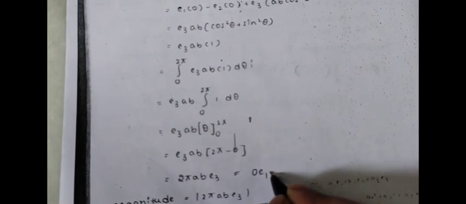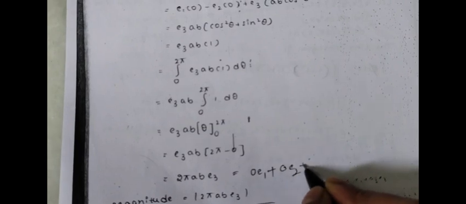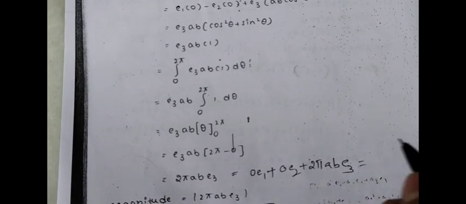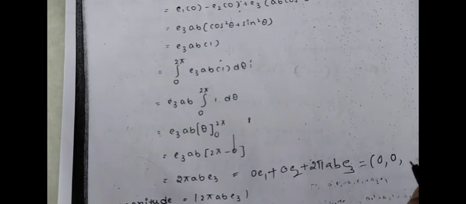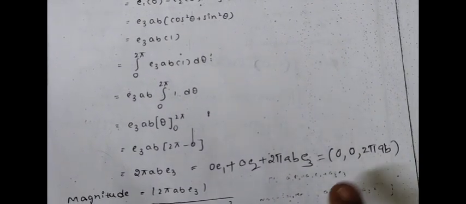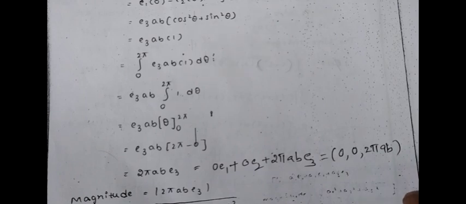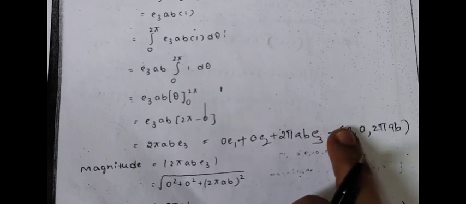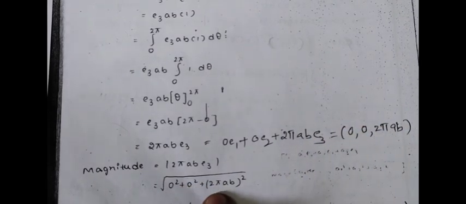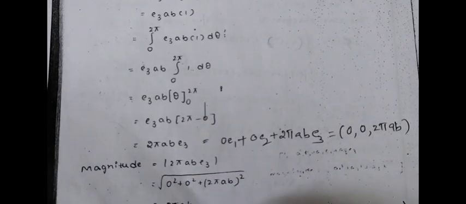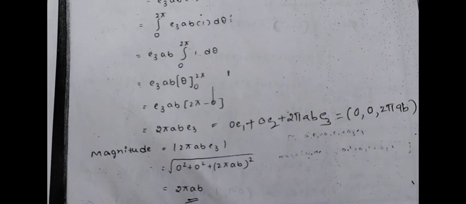So how can you represent it in e1, e2, e3? That is 0 e1 plus 0 e2 plus 2 pi ab e3. In vector form, that is (0, 0, 2 pi ab). Now, the question is asking for the magnitude. What is the magnitude of this vector? Simply root of a square plus b square plus c square, that is 0 square plus 0 square plus the e3 coefficient, 2 pi ab, whole square. Root and square get cancelled, so the magnitude will be 2 pi ab.